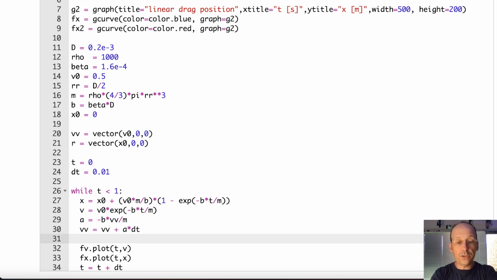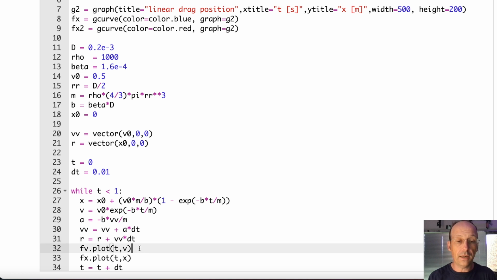Now I'm going to update the position. r equals r plus vv times dt. Now I just updated the velocity, so this is technically velocity 2, the end of the velocity, and again, it's a vector equation. So that's it. I've already updated time. I just want to plot these things. So let's go down here.